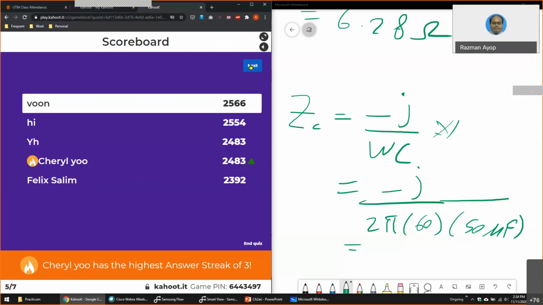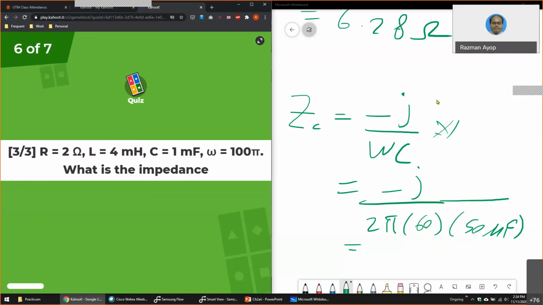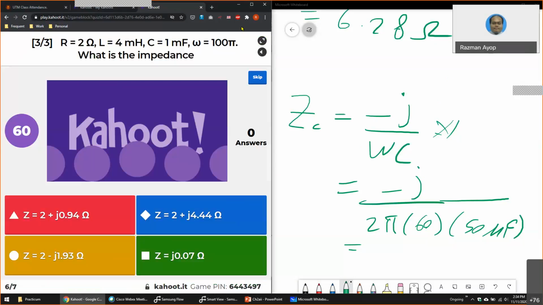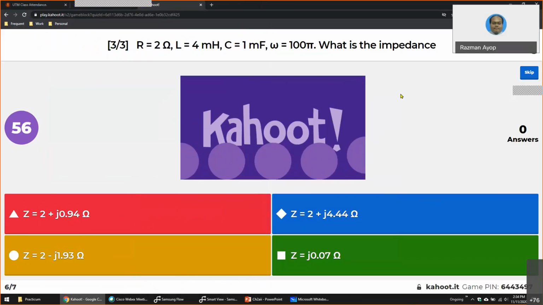Von has the highest mark. Find the impedance. For this case, you have R, L, and C. So you just add everything together.